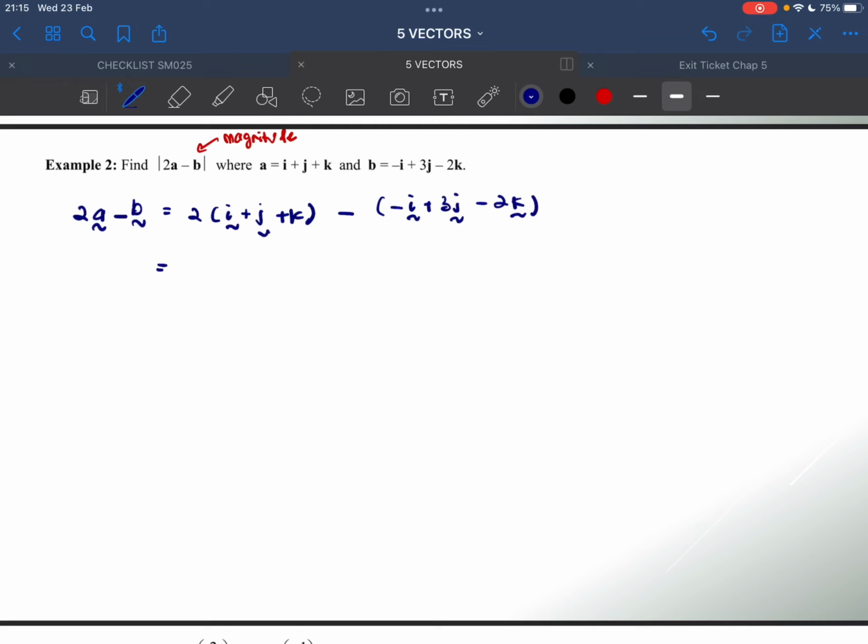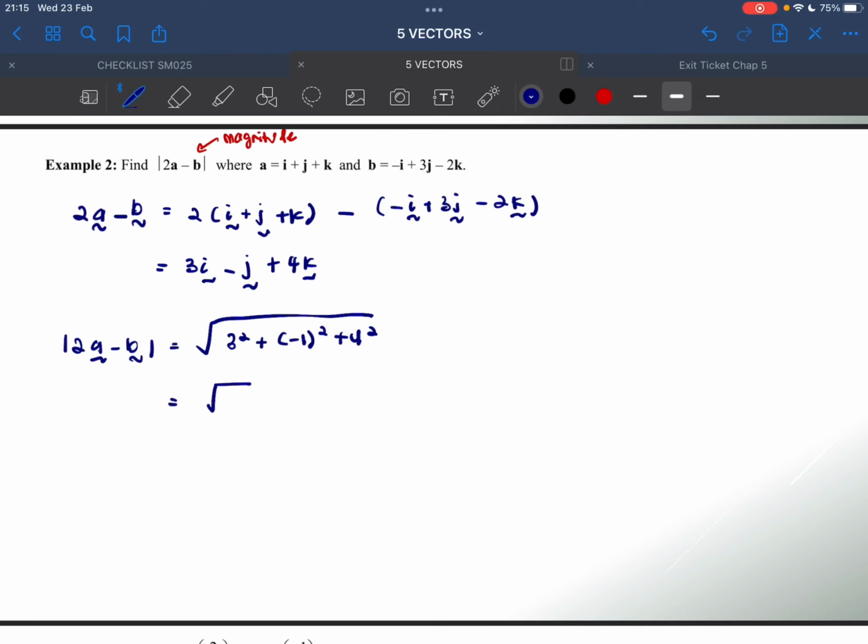So here we get 2 plus 1, we have 3i. 2 minus 3, we have minus j. 2 plus 2, we have plus 4k. So the magnitude of 2a minus b is equal to the square root of 3 squared plus negative 1 squared plus 4 squared, which ends up as the square root of 26. That's it. Very easy, very simple.